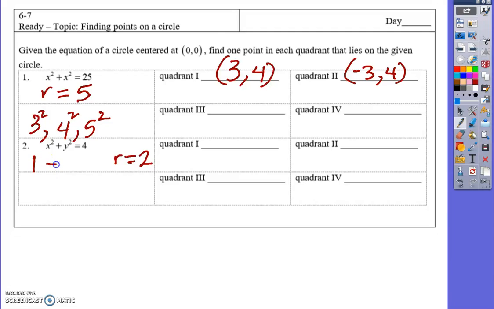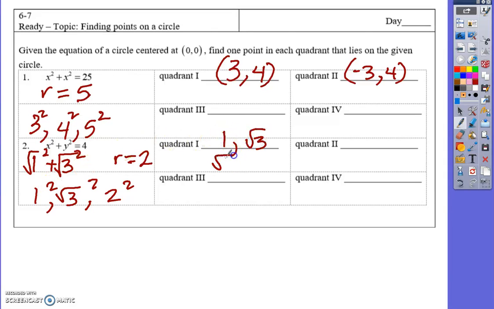So I know that 1 plus 3 is 4. So if I took the square root of both of those numbers, 1 and the square root of 3, and then 4 would be, and then 2 would be my numbers that get squared to make a sum. So I can use 1 and the square root of 3, or the square root of 3 and 1, to be in the first quadrant. And then if I wanted to move into the second quadrant, x needs to be negative and y needs to be positive. In the third quadrant, they're both negative, and in the fourth quadrant, x is positive and y is negative.